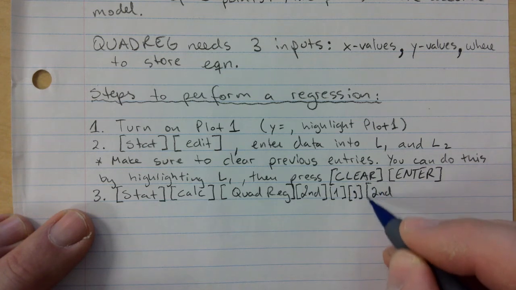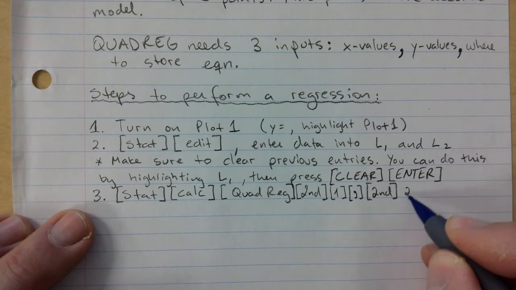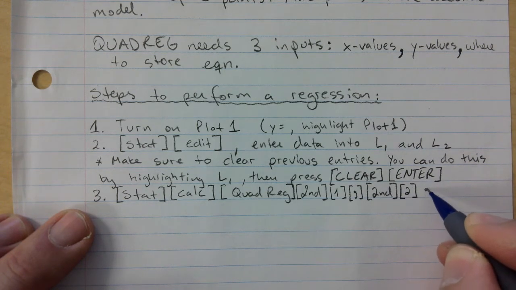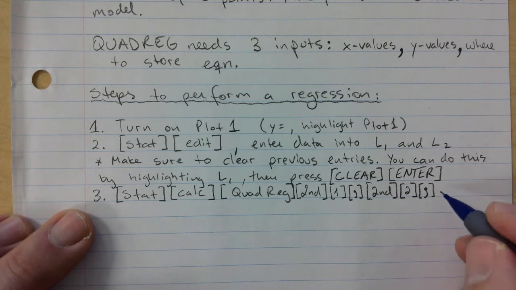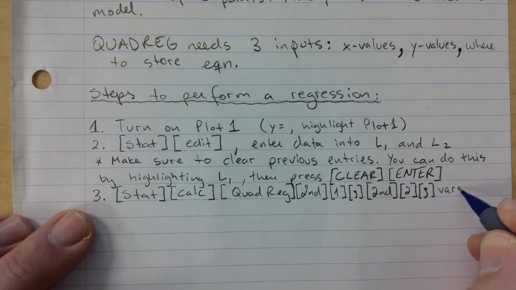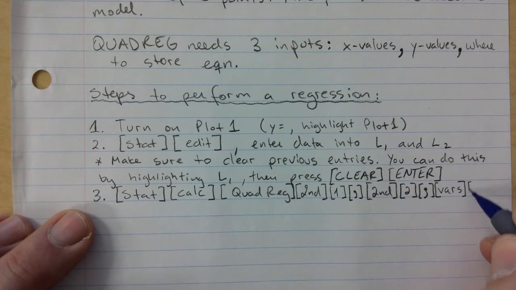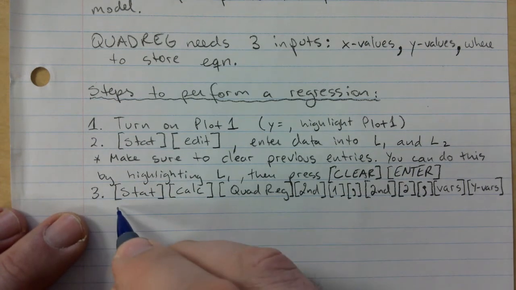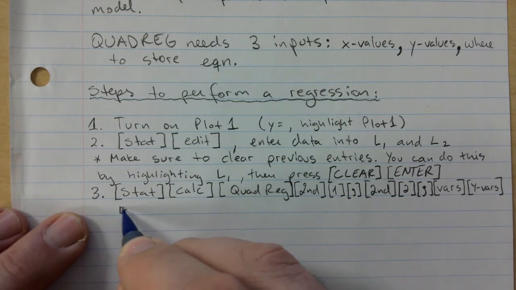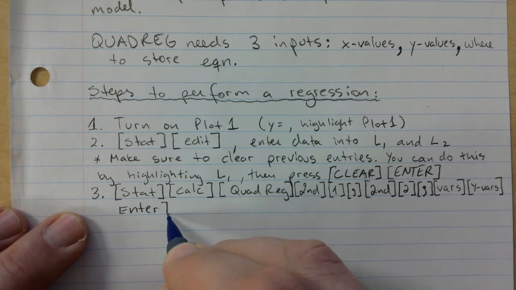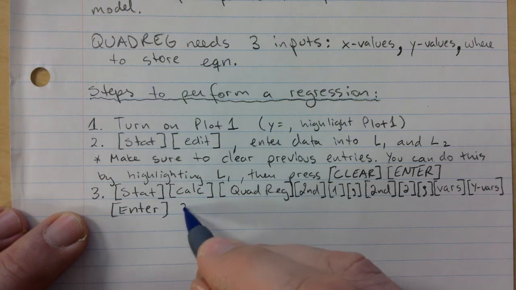Second 2 is the comma button again. Vars. Y vars. It's overwhelming now, but it won't be after, okay? I promise. And then press enter 3 times.